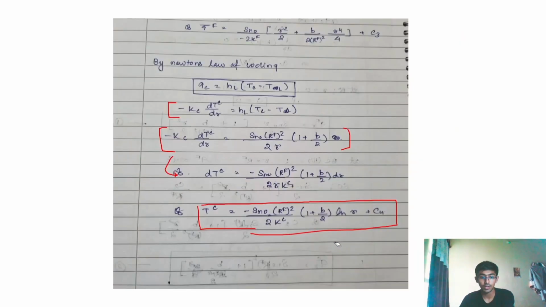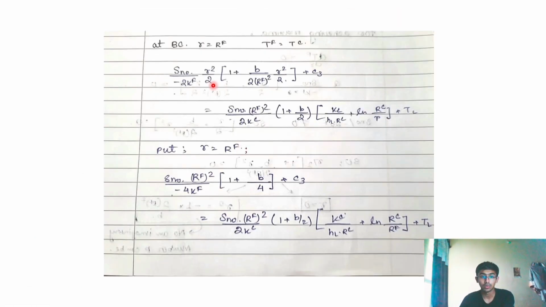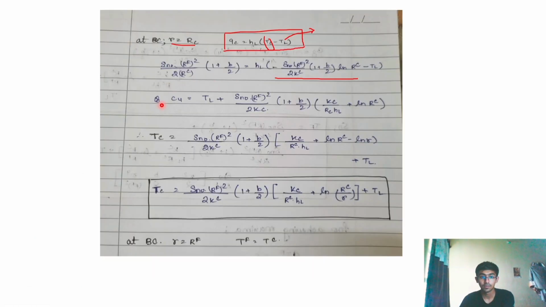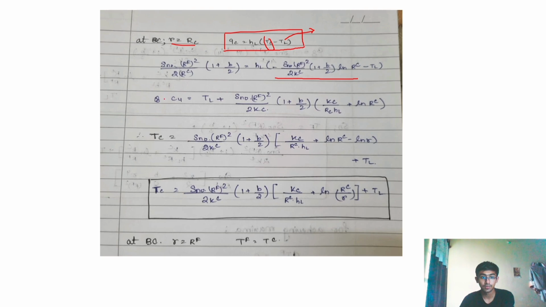We put the value of RC, and by RC we can get C4. Actually, we get C4 by putting it in the equation at R equals to RC and substituting the value of TC in terms of the ambient temperature TL. If we put the value of C4, we also get TC in terms of the ambient temperature. This is that equation.